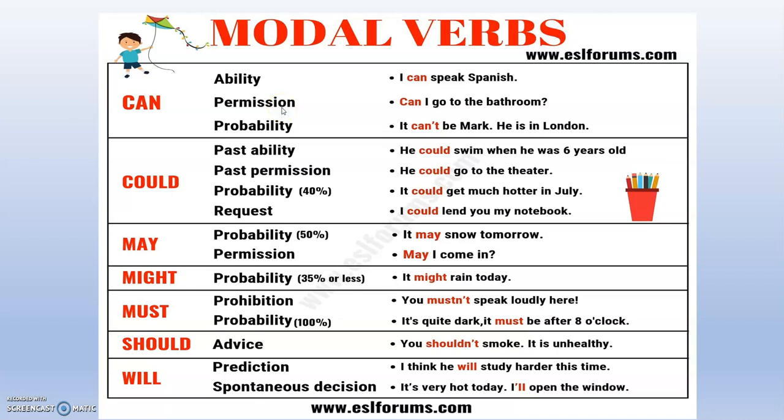Can is used for ability, like the example here, I can speak Spanish. It is also used for permission. Can I go to the bathroom? It is also used for probability. It can't be Mark. He is in London.